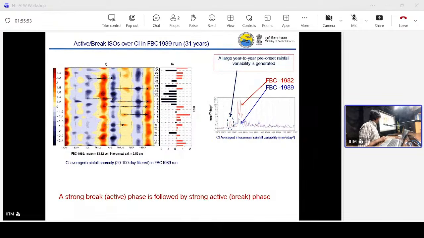And now let's see the result. What I mentioned already, this is the time axis, 1st June to September, and this is the year, 31 years we have done the experiment. You can see that these are the active phases, these are the break phases, and they are phase locked because we have used the same boundary condition. With the same boundary condition, the large scale information of MISO remains the same. So we have the same phase, but there is variability within this. You can really connect, if you have a strong break, then a strong active phase like this. So there is some evidence here that a strong break phase is followed by a strong active phase because of land atmosphere feedback.